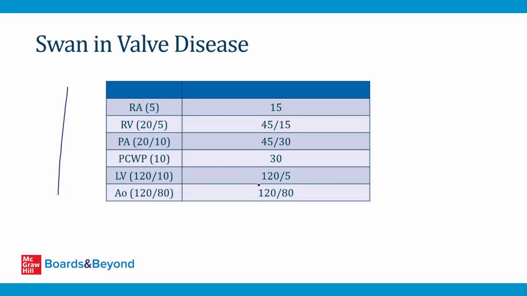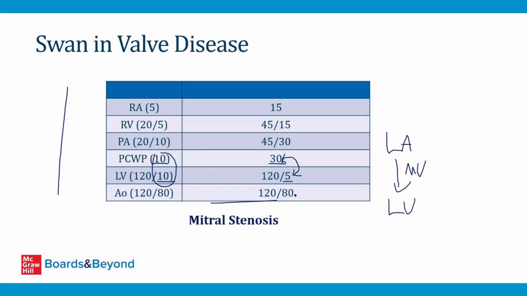And so if you look closely at these numbers, you can see that we have a wedge pressure of 30. That's very high, much higher than the normal value of 10. And then we have a left ventricular diastolic pressure of 5, which is lower than the normal value of 10. This difference here, this 25 millimeter difference between the wedge pressure and the left ventricular diastolic pressure, should not exist in a normal patient. Normally, the wedge and the left ventricular diastolic pressure are very close to one another, essentially equal. What we have here is a gradient between the left atrium and the left ventricle. And what structure sits between the left atrium and the left ventricle? The mitral valve. So these numbers here are what you would expect to see in mitral stenosis.